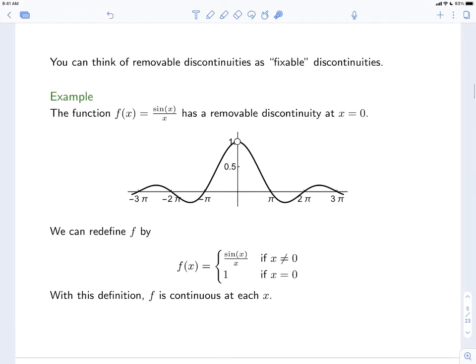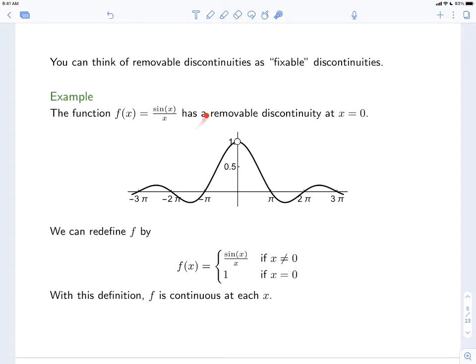You can think of removable discontinuities as fixable discontinuities: there's a discontinuity, but it's just there by accident. For example, the function f at x equals sine x over x has a removable discontinuity at x equals 0. There's a hole at x equals 0. But we can redefine f by just setting it equal to 1 when x equals 0.